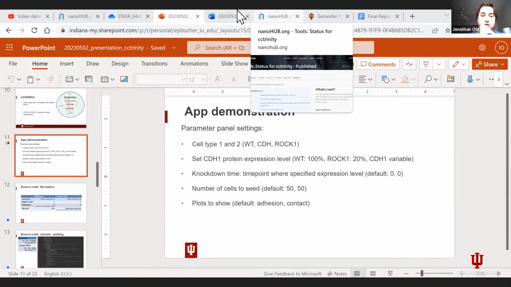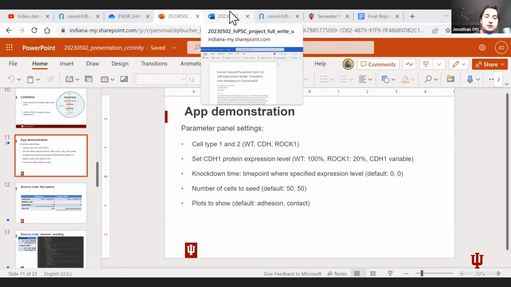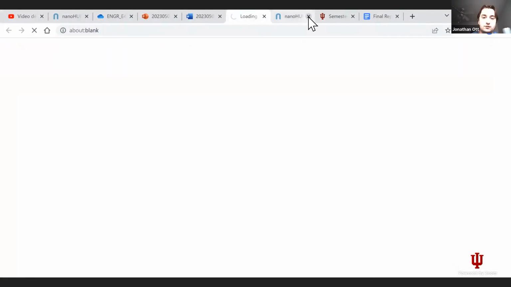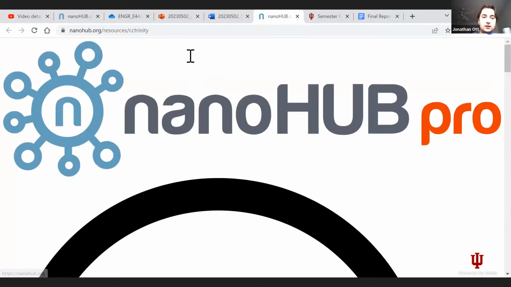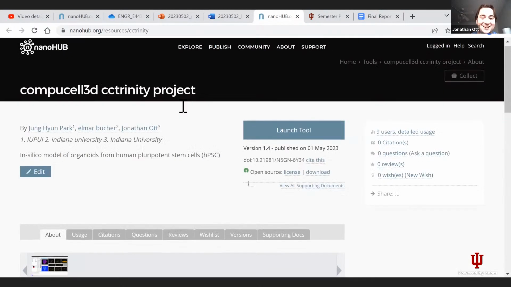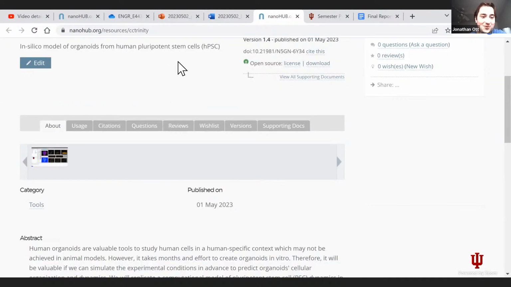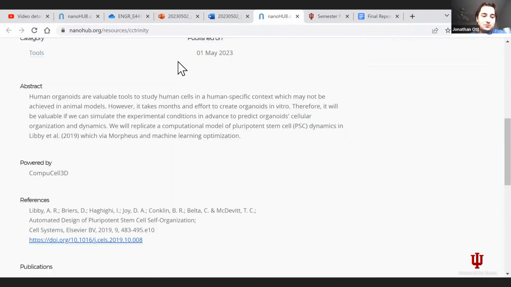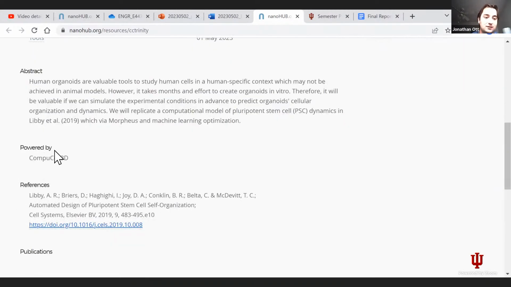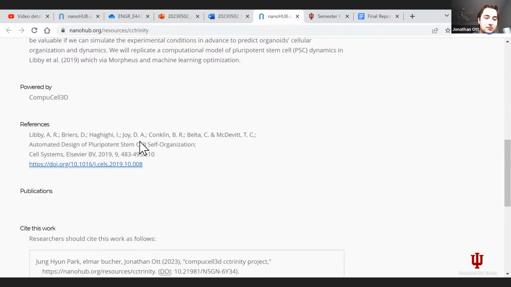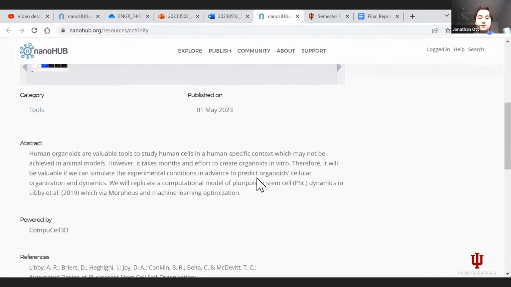Okay, so just to give you a look at the front page of the NanoHub application. Once you click on the link, my Google Chrome is really not cooperating with me today, but assuming that your browser cooperates, it will show you this page. We have the abstract. It's powered by our references, publications, all that kind of thing.